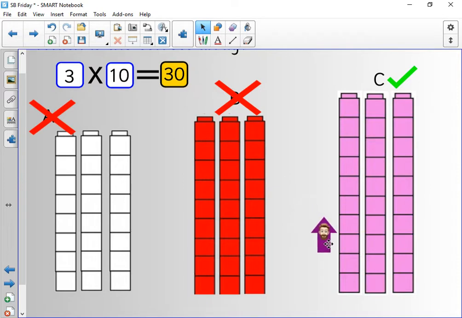What about this one? I've got 3 groups, so the first number's correct. Now I need to see if I've got 10 in each group. Count with me. 1, 2, 3, 4, 5, 6, 7, 8, 9, 10. So that's why this one is correct. 3 groups of 10.